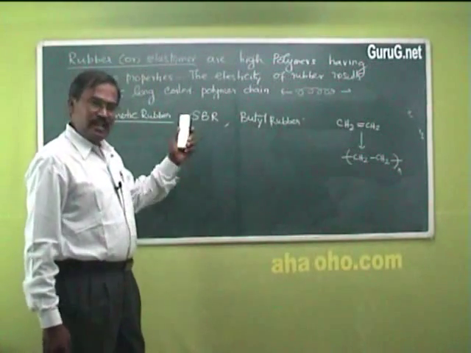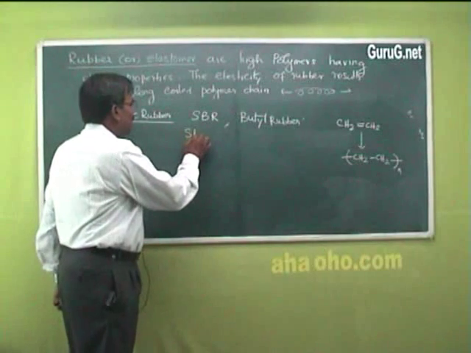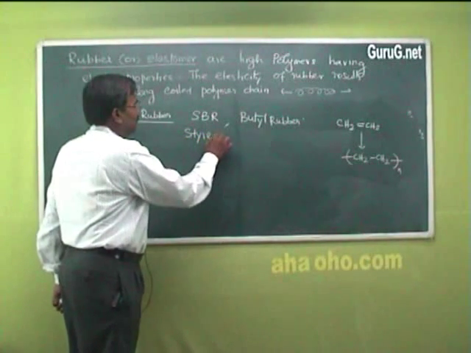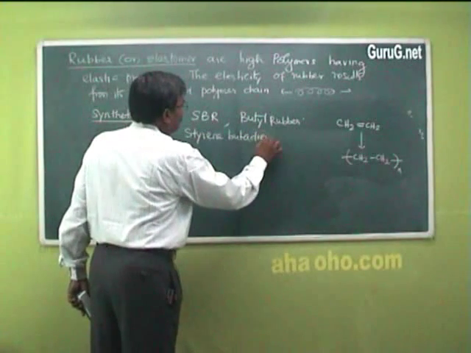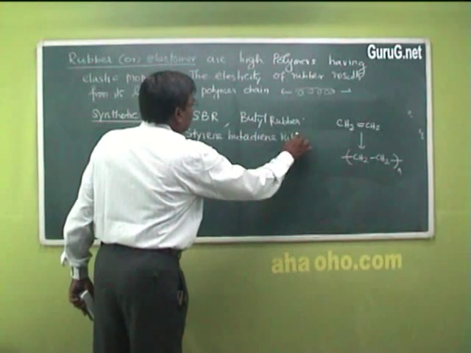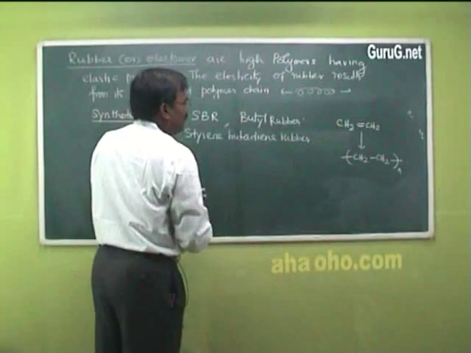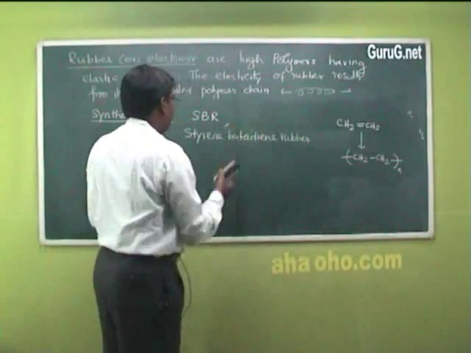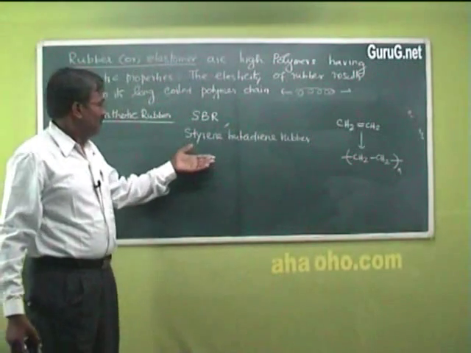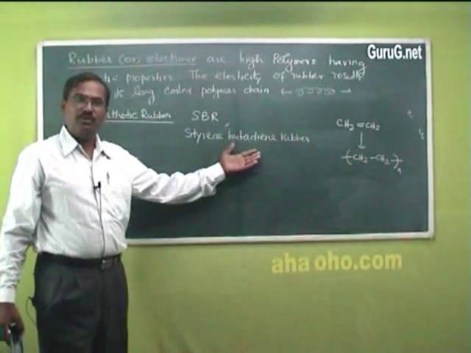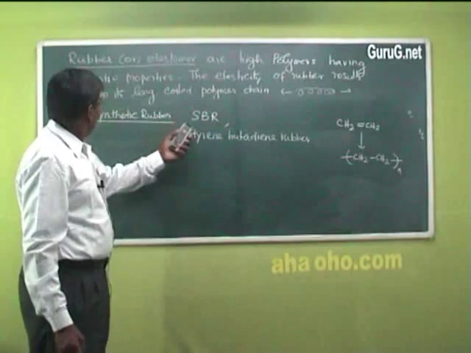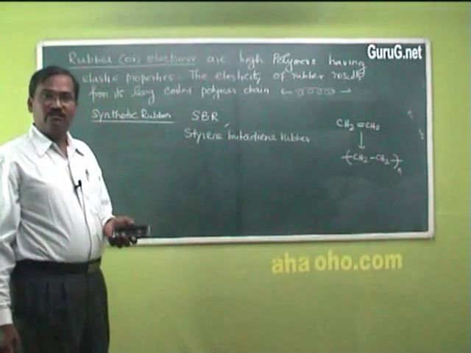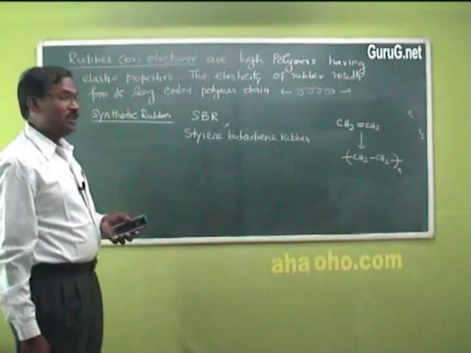Whereas in the case of SBR, it is styrene butadiene rubber. In this, unlike our polythene, we are taking two monomers. One is styrene, another one is butadiene. It is the best example of a copolymer, and this copolymer shows the property of rubber due to its elastic nature.